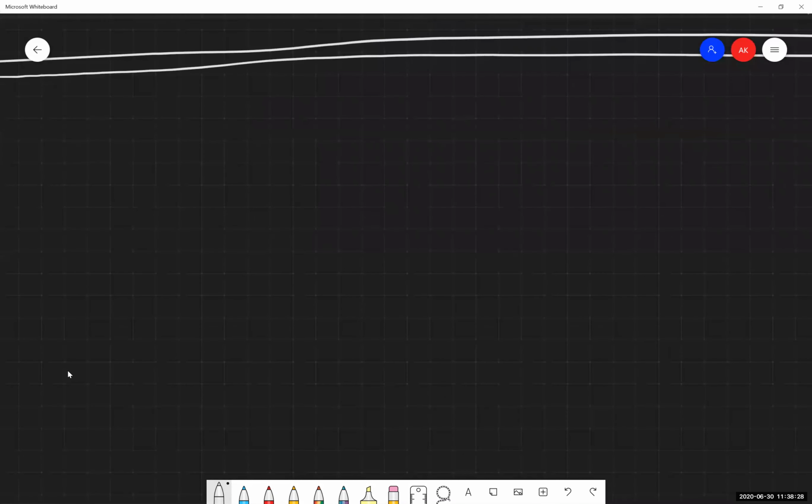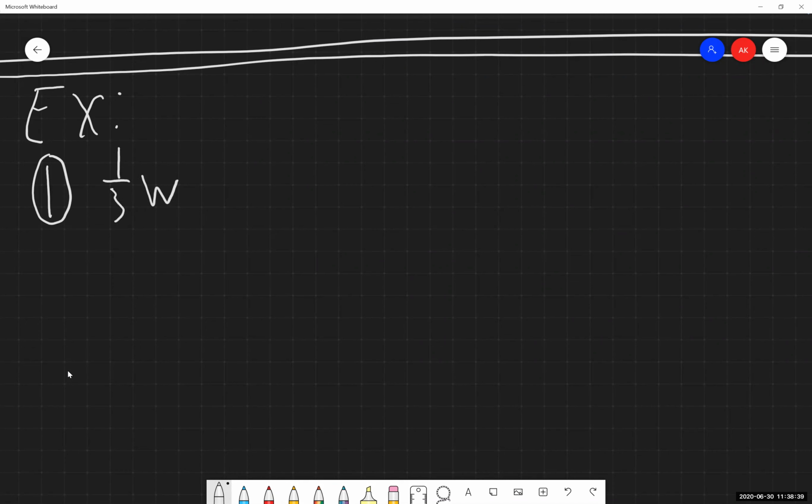Okay, so we're working with our first example here. We were given 1/3 W plus 5/4 is equal to W minus 1/4. It's our original problem that we've been given.